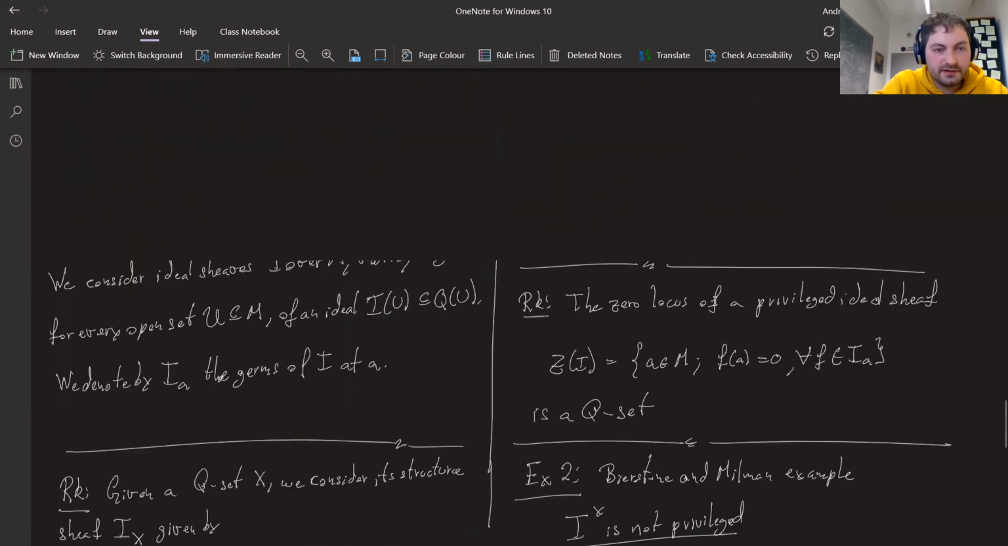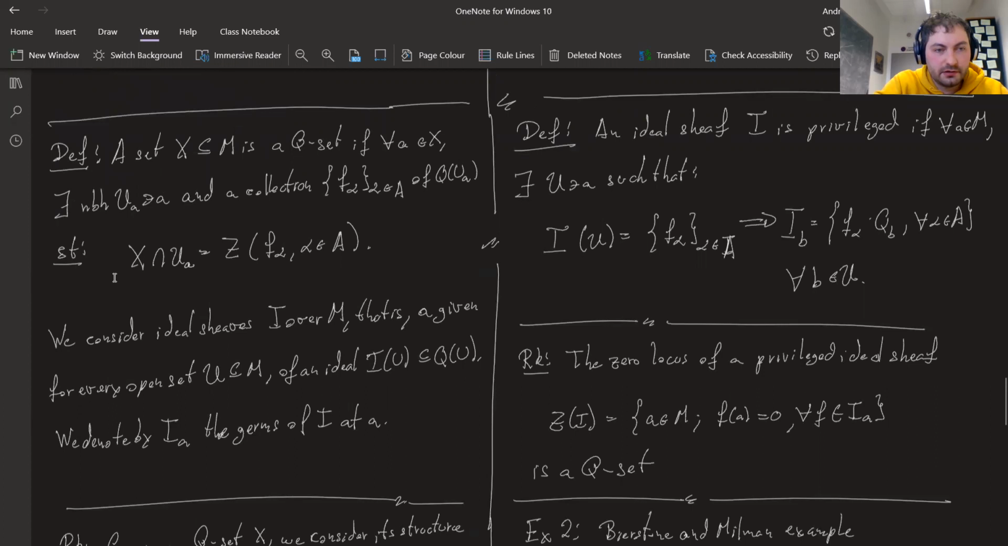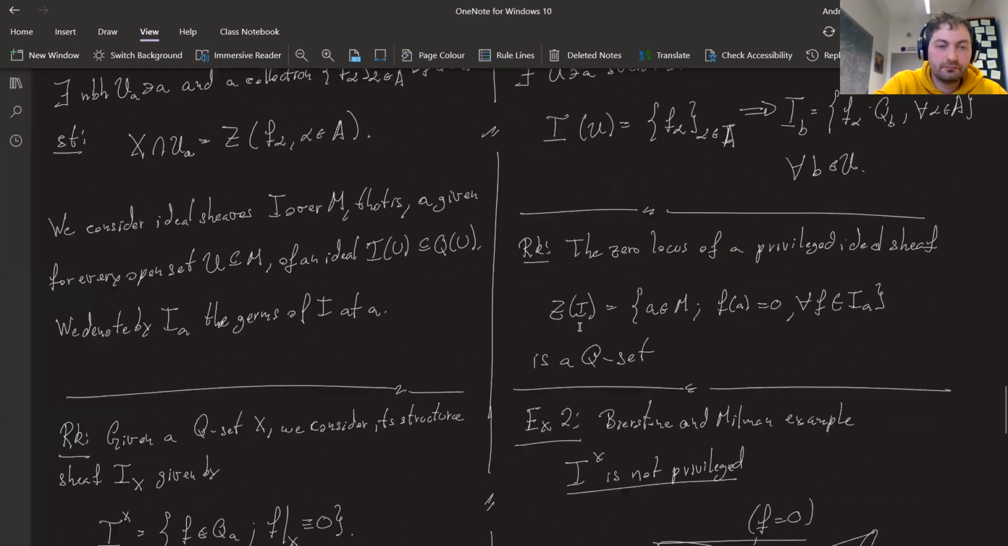Because if you take the definition again of what is going to be a Q set, for every point we might take the neighborhood and we might consider the ideal given by all of these functions f_alpha defined on this neighborhood. So we're going to find a neighborhood and an ideal sheaf defined on that neighborhood given by global functions, which have this property. And therefore, it's going to be privileged at that open neighborhood by definition. Almost by definition, yeah, by construction.